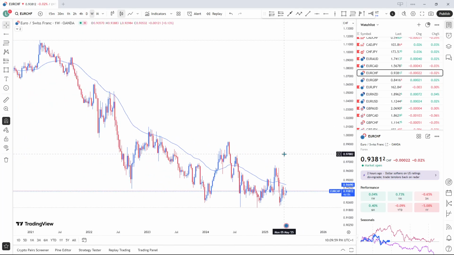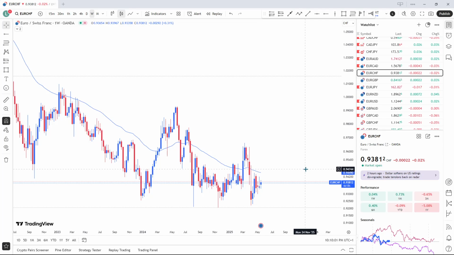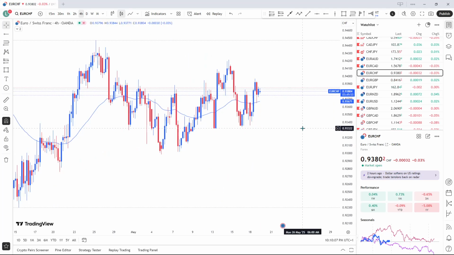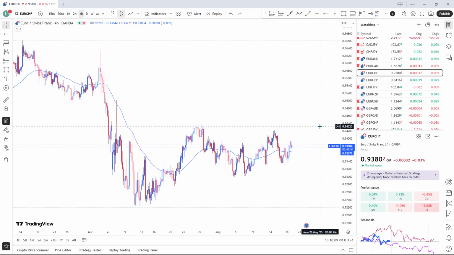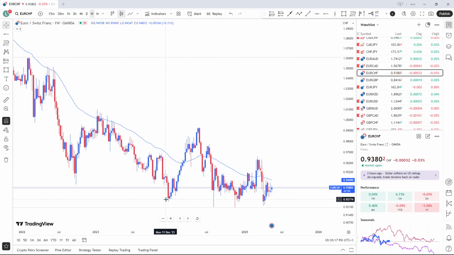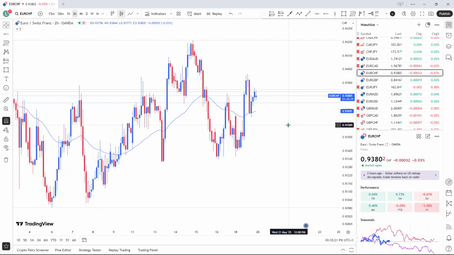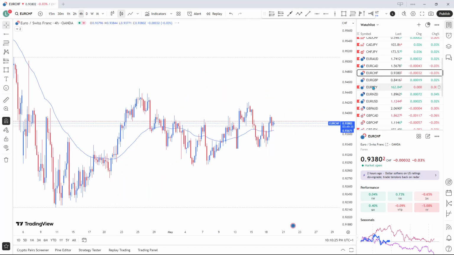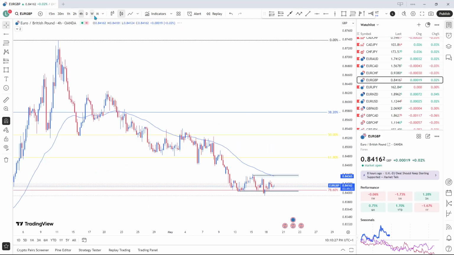Euro CHF. We have a weekly sell, daily sell, 4 hour above. I think I would generally go against the grain here. Yeah, we're kind of at the bottom. It's kind of pushed up. I think I'd be looking for a buy here, in all honesty. I'm gonna leave that one now. I've already got enough of the charts to look at.